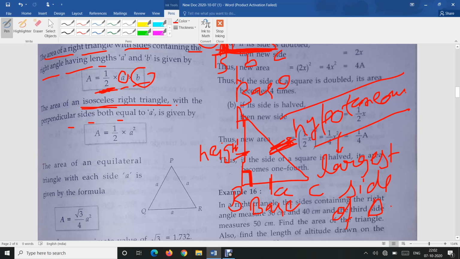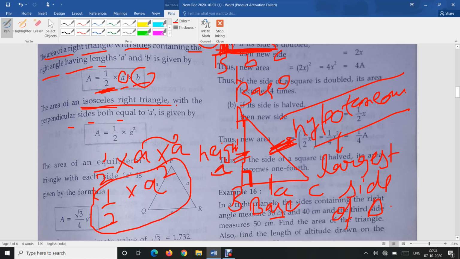So if it is A and if it is also A, then obviously half multiplied by base multiplied by height. Half multiplied by base, which is A, multiplied by height, which is also A. In this case we can write it down. Remember exponents and power, A multiplied by A. That means A is multiplying by itself 2 times. That means A raised to power 2. So half multiplied by A square is the formula for the area of an isosceles right triangle with the perpendicular sides both equal to A.